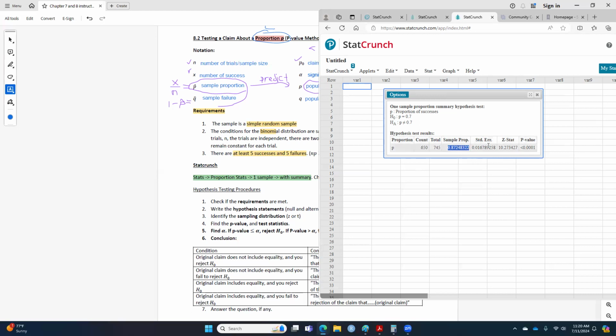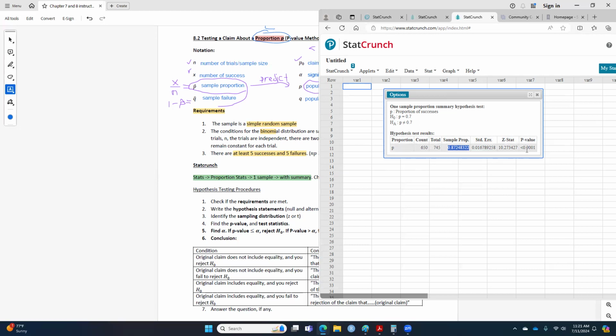Again, we don't do standard error. So this is very similar to the confidence interval that you did in 7.1. The only difference here is you don't see lower and upper. Last time you saw lower and upper on the last two. So these last two have been changed to z-stat and p-value. So the p-value is the p-value.